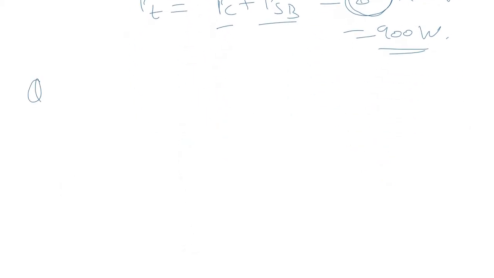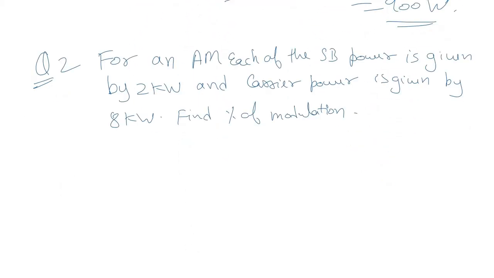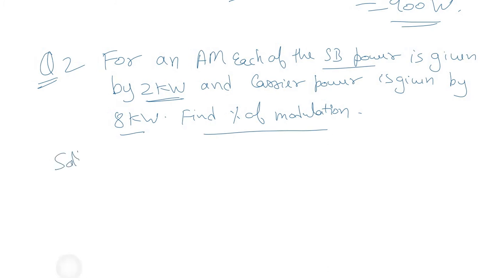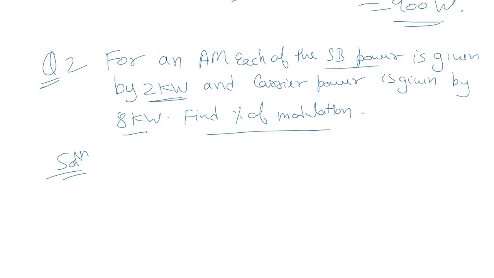Moving on to the second one. In the next problem, for an amplitude modulated signal, each of the sideband powers is given to us, that is 2 kilowatt. It is the single sideband power, not the combined one, and the carrier power given to us is 8 kilowatts, and we need to find out the percentage of modulation. So the single sideband power is 2 kilowatt, so we can say it's the power of either the upper sideband or the lower sideband, equivalent to 2 kilowatts. So the total sideband power we can say is around 4 kilowatts, right?